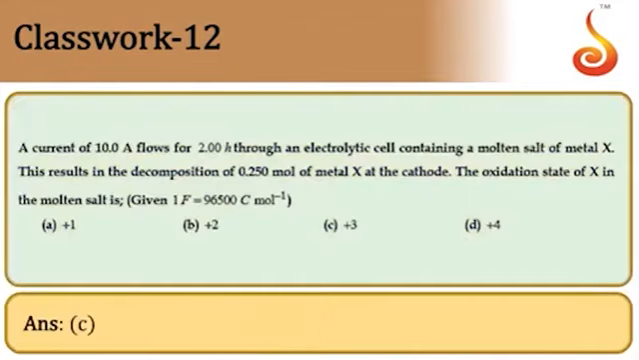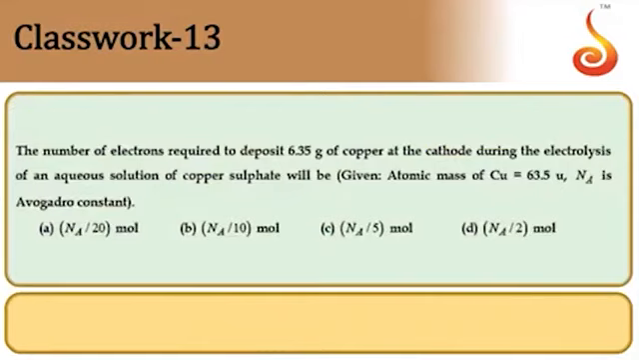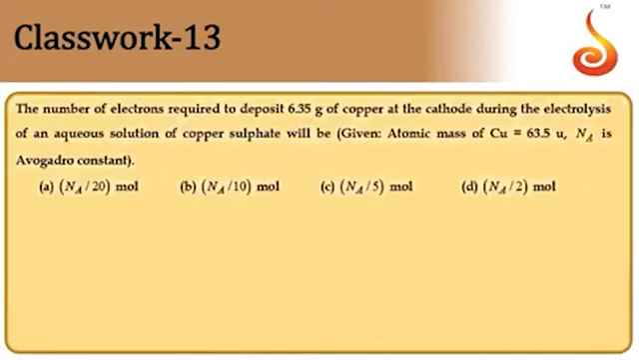So answer is option C. Next. The number of electrons required to deposit 6.35 grams of copper at cathode during electrolysis of aqueous solution of copper sulfate will be. They are given atomic mass of copper. Now here total number of electrons required to deposit 6.35 grams of copper. Let us now apply again Faraday's laws here now.